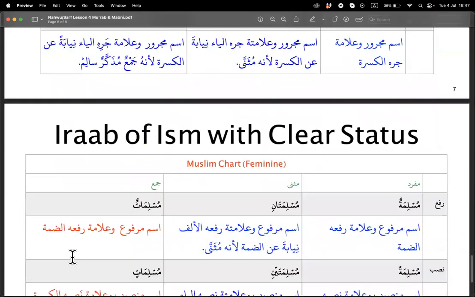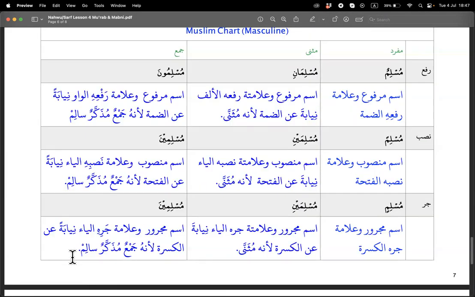Of course, you don't have to memorize all this. You just have to understand what this is saying in the Arabic. You don't have to memorize this. You have to understand what the Arabic is saying.